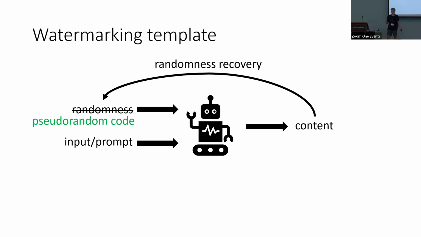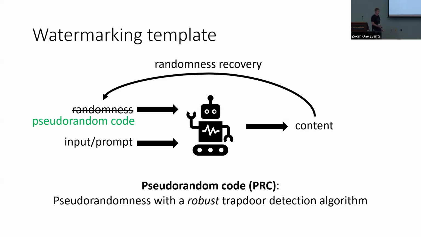Okay, so this is where a pseudo-random code comes in. A pseudo-random code is just exactly what you need. It's pseudo-randomness with a robust trapdoor detection algorithm. So if you have such a thing, then you can just plug it in to any Gen AI algorithm that has a randomness recovery algorithm, and then you immediately get a watermarking scheme. And also, if your pseudo-random code can encode information, then you can actually encode messages in your watermarks, maybe like user IDs or timestamps or whatever you want.